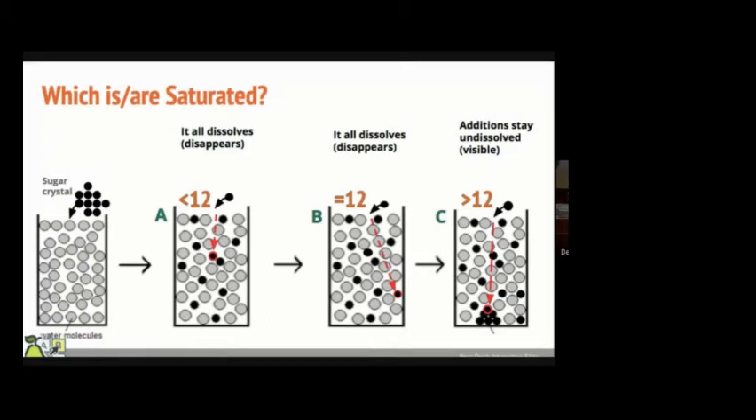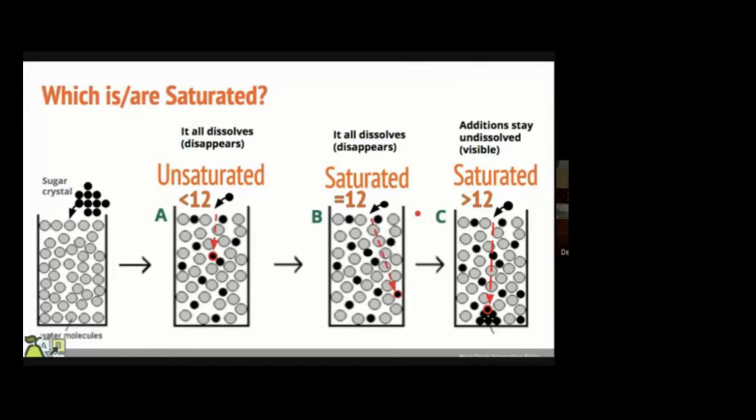All right, so if we were to ask which ones of these are saturated, it's very obvious that letter C is saturated because we can see the particles at the bottom of the solution. What's not so obvious is the difference between these two, because they both have completely dissolved solutes. However, this one is now at its max. It can't dissolve anymore. So we also say that it's saturated. We can't tell by looking, though, until we add that 13th particle.